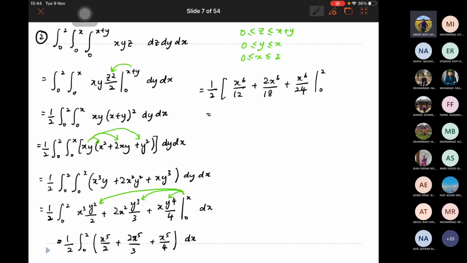Ada dapat apa jawapan? Substitute x kuasa 6 tu dengan 2. 1/2 it will be equal to 1/2 darab 2 kuasa 6/12 tambah 2 darab 2 kuasa 6/18 tambah 2 kuasa 6/24. So dapat berapa jawapannya?